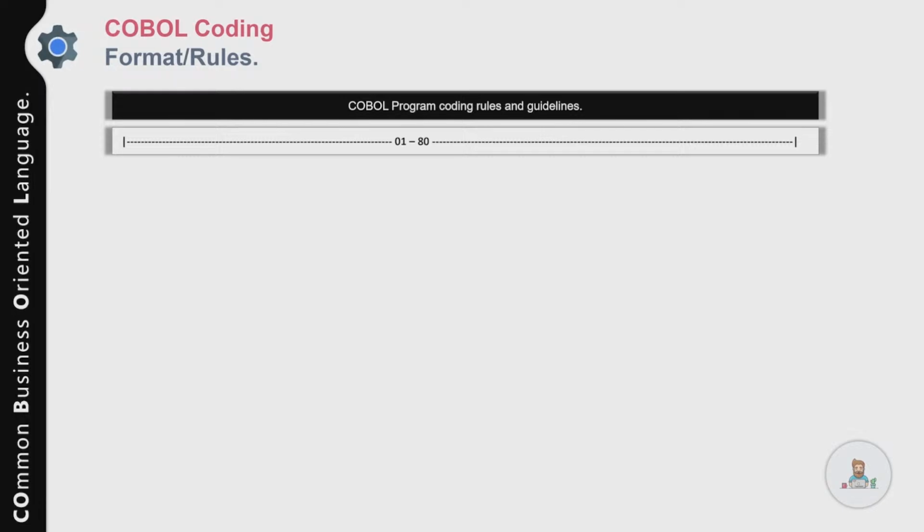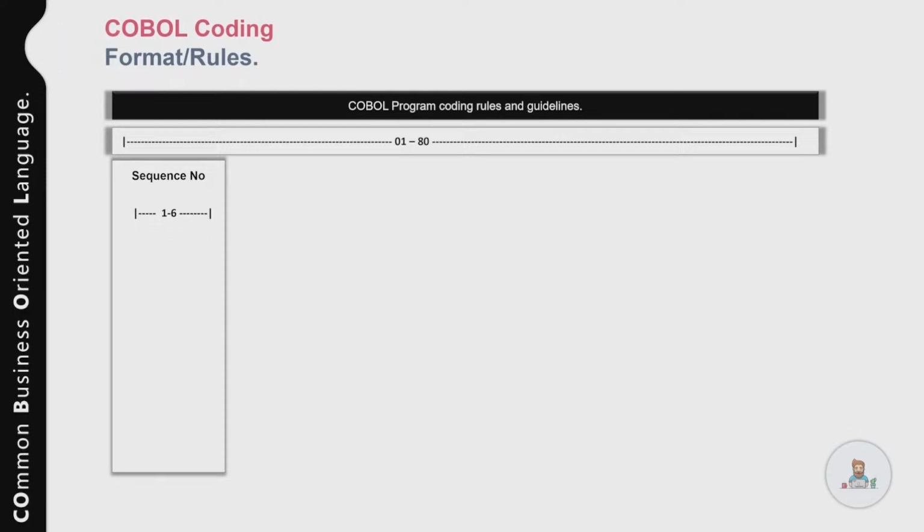Now let's talk about the actual coding rules that you should follow when you're writing your COBOL program. These rules are based on the coding form or sheet that we discussed in our previous slide. Each line in a COBOL program is considered to be of 80 columns, and these columns are further divided into 5 different fields, and each field has its own significance. So let's look at the significance of each field.